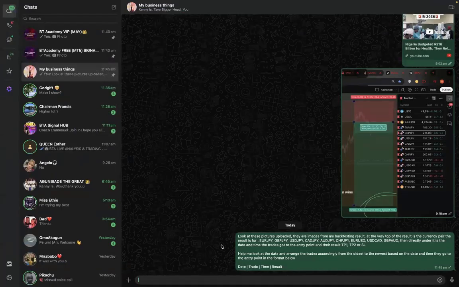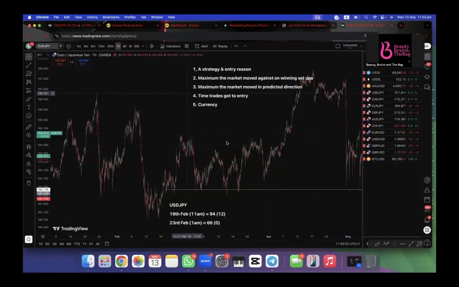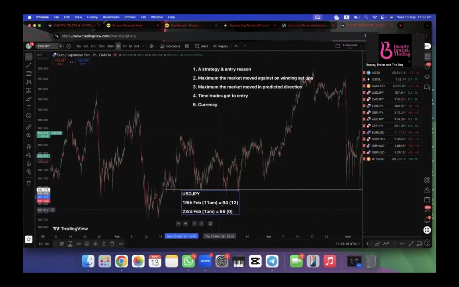Let's try this particular one. Remember the backtesting we did here? I stopped after two currency pairs, but imagine we did it completely to the end. And then we had this data, because the data you're working with is the time, the date, and the way the market moved: 12 pips before it moved 94 pips, 0 pips before it moved 66 pips. So we have that data here, and it's plenty.